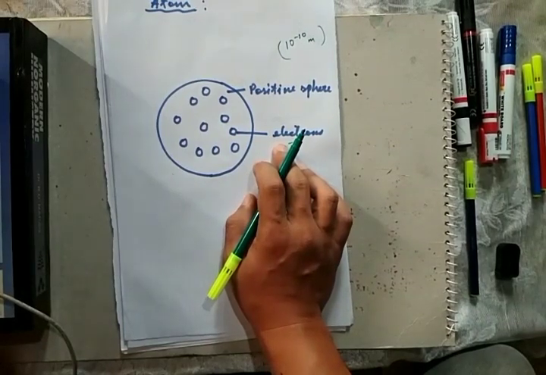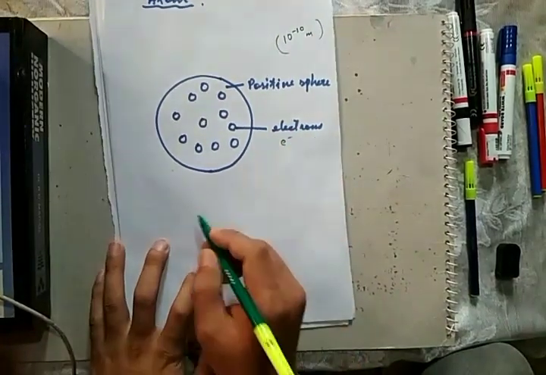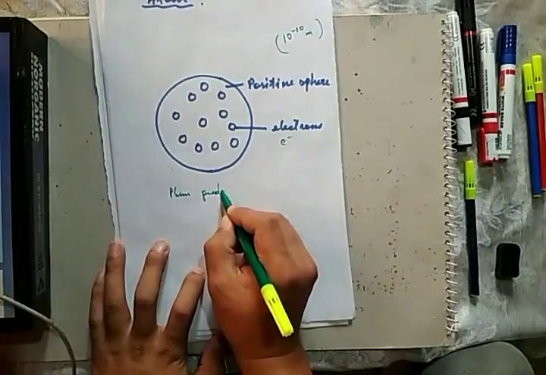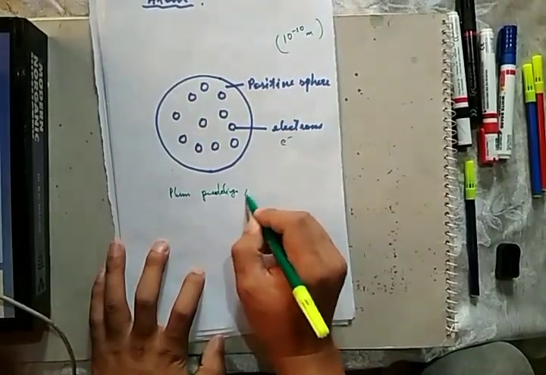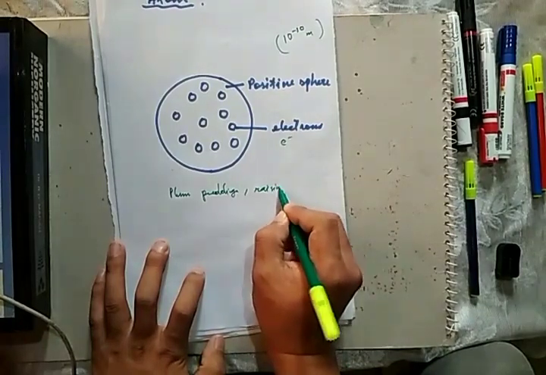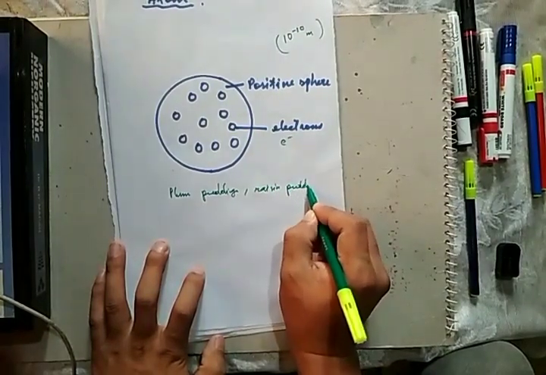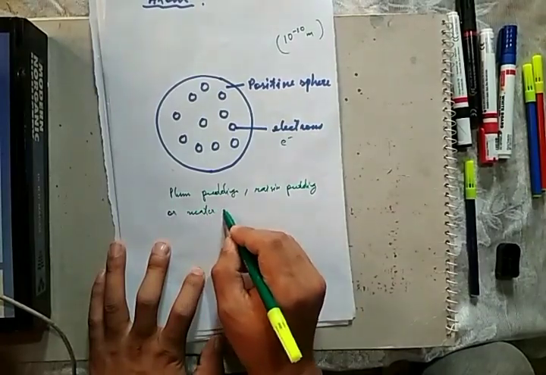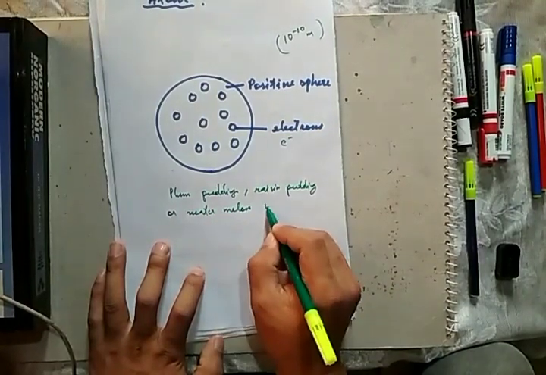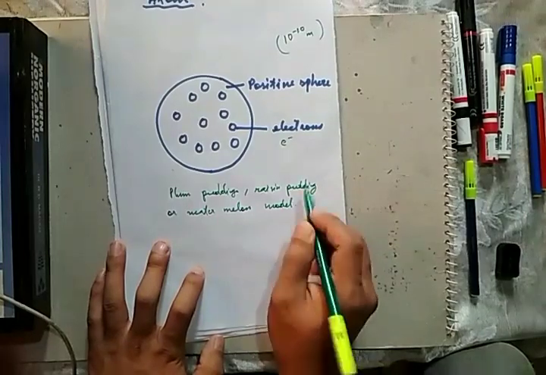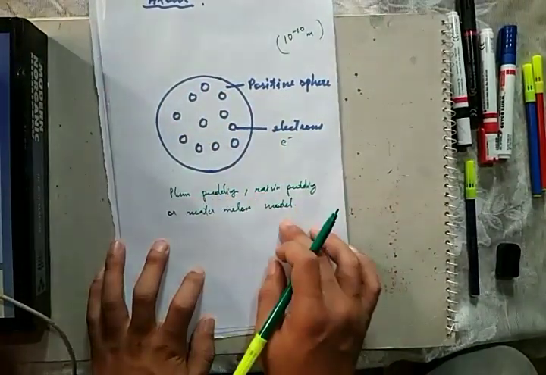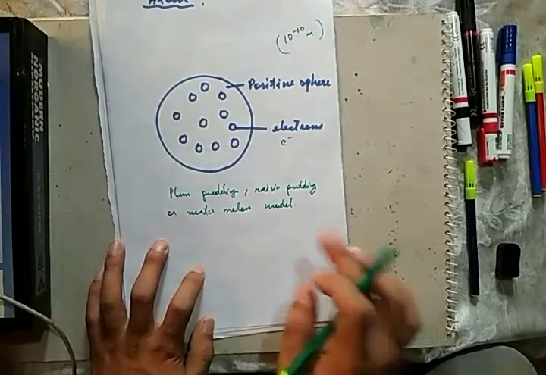So this model is also known as the Plum-Bardeen, or plum pudding, or raisin pudding, or watermelon model. So this looks like a plum pudding or raisin pudding or watermelon model.